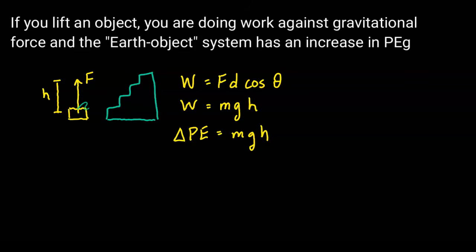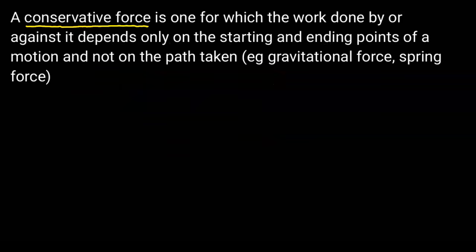So whether I lift the box straight up, or if I were to use stairs and carry it all the way to the top, the box has the same mass, g is the same, 9.8, and h, the height here, is going to be the same, so they would have the same change in potential energy. So gravitational force is an example of what we call a conservative force, and a conservative force is one for which the work done by or against it depends only on the starting and ending points of a motion and not on the path taken.